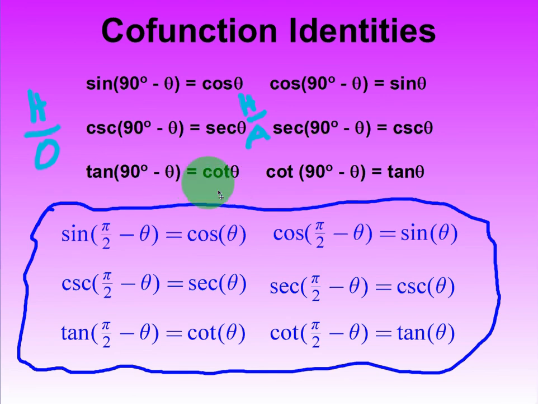I will spend the least amount of time explaining that because it goes back to what we just looked at here. Tangent is opposite over adjacent. So if we switch the angle, again, the adjacent side will now become the opposite, and vice versa. So in effect, you're flipping O over A to become A over O, and therefore tangent and cotangent will pair with each other.